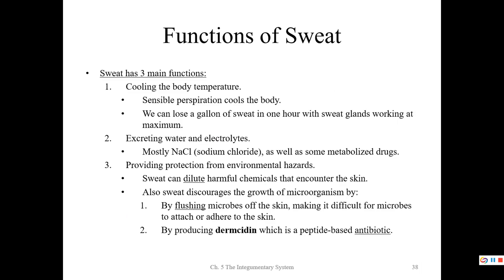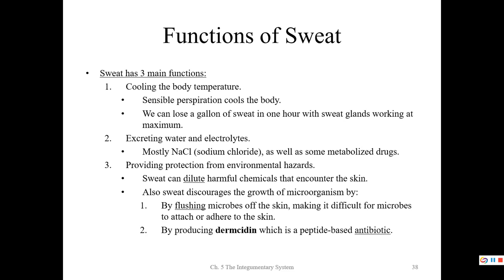All right. Now, sweat has a few functions. It cools the body. Sensible perspiration cools the body. You can lose a gallon of sweat in 1 hour with the sweat glands working at their maximum capacity. It functions to excrete water and electrolytes, mostly sodium chloride, as well as some metabolized drugs that come out in the sweat.